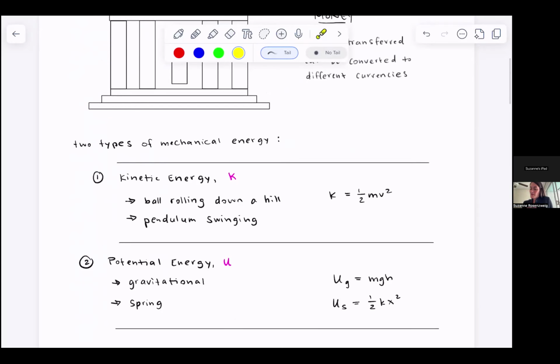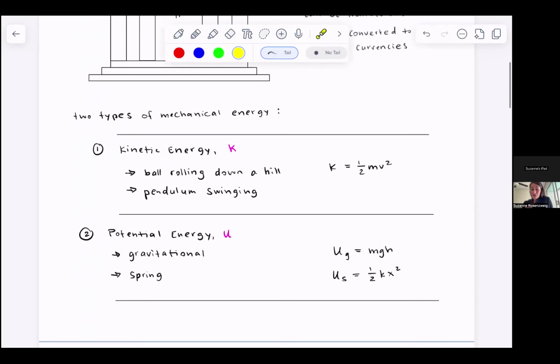There are two types of mechanical energy. So we have kinetic energy, which is expressed with a K, and that comes from whenever an object has a velocity. So consider a ball rolling down a hill or a pendulum swinging. We can have a velocity in these scenarios. And so kinetic energy is expressed as 1/2 mv squared. So it depends on the mass of the object and the velocity of the object.